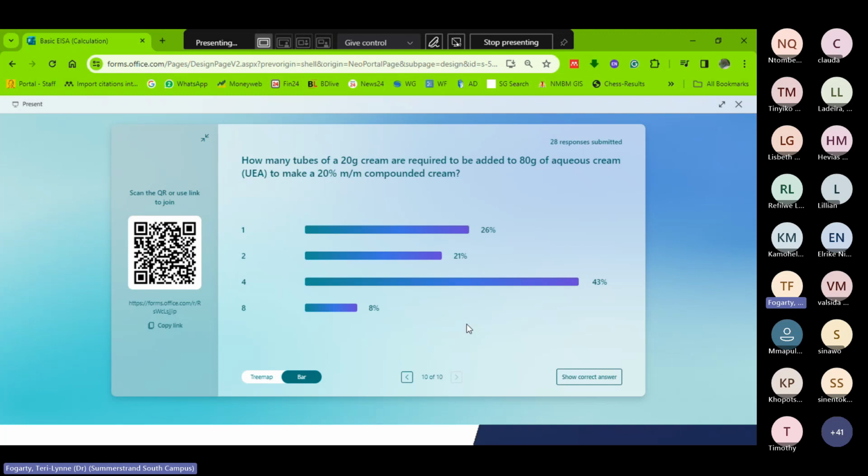Okay, this one might take a little bit longer to calculate. How many tubes of a 20-gram cream are required to be added to 80 grams of aqueous cream to make a 20% mass per mass compounded cream?